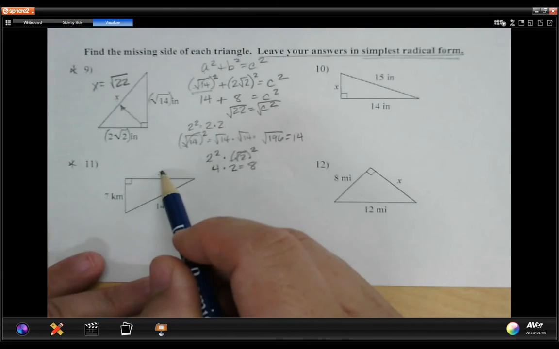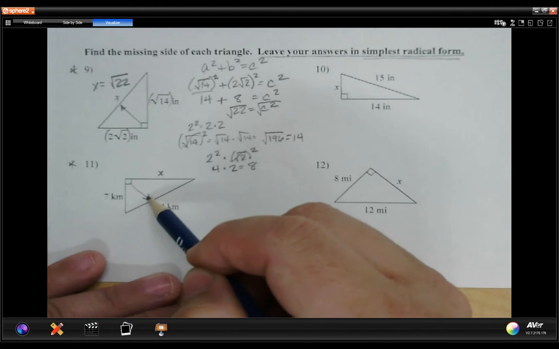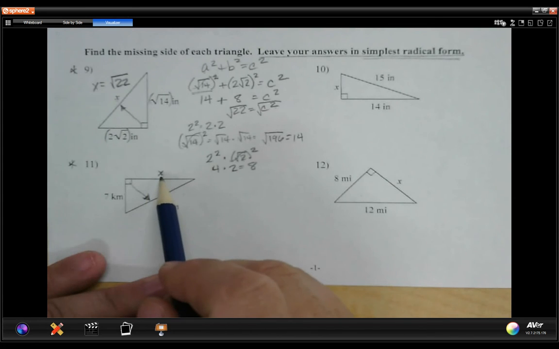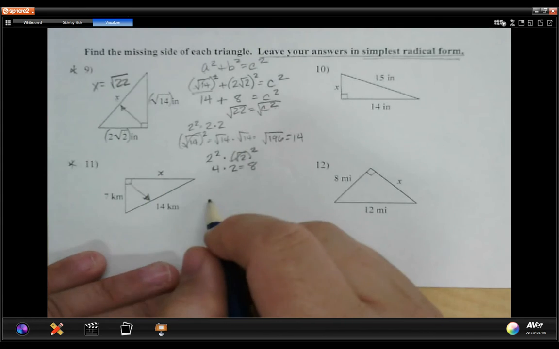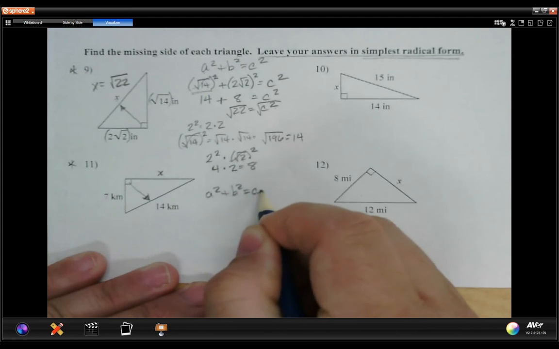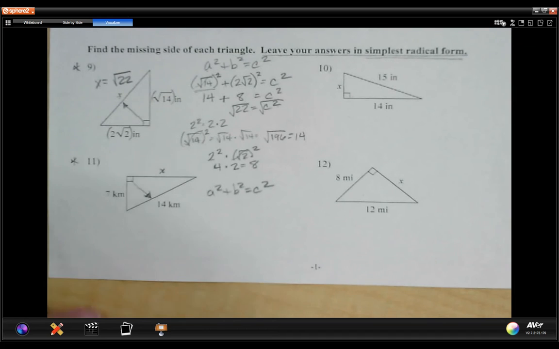Well, you notice here, my x is right here. My hypotenuse is clearly defined. It's right here. It's the longest side. It's also across from my right angle. So that must mean that this is a leg. Okay, so I'm going to start with my formula again. a squared plus b squared equals c squared. And I'm going to go ahead and fill in what I know.